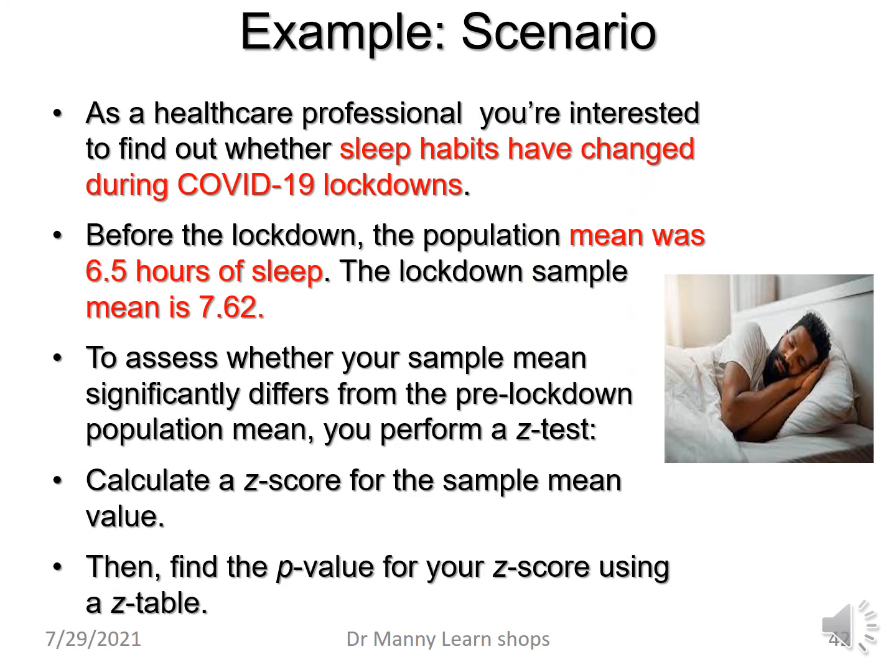An example would be, as a healthcare professional, you're interested to find out whether sleep habits have changed during the COVID-19 lockdowns. Before the lockdown, the population mean was 6.5 hours of sleep. The lockdown sample mean is 7.62. To assess whether your sample mean significantly differs from the pre-lockdown population mean, you perform a z-test. Calculate a z-test for the sample mean value. Then find the p-value for your z-score using the z-table.